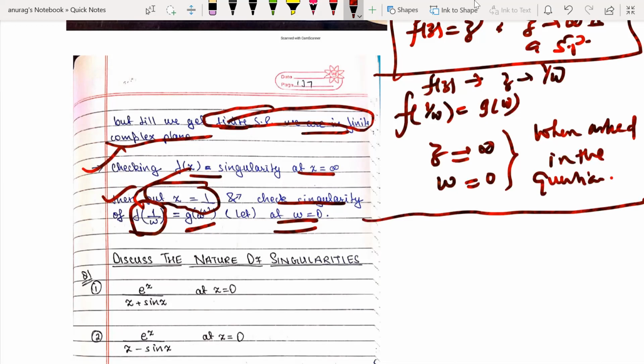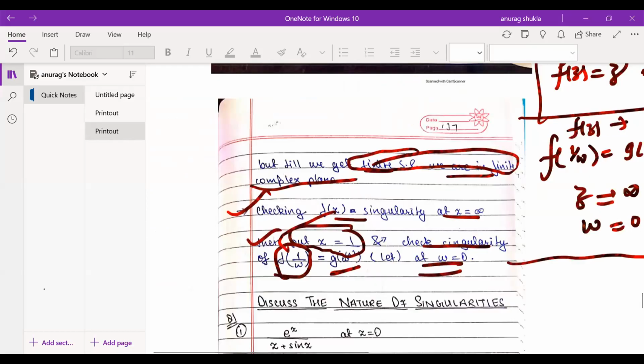So in the next part we will see how to classify the singularity when questions are given miscellaneous. And till then you can read this lecture.